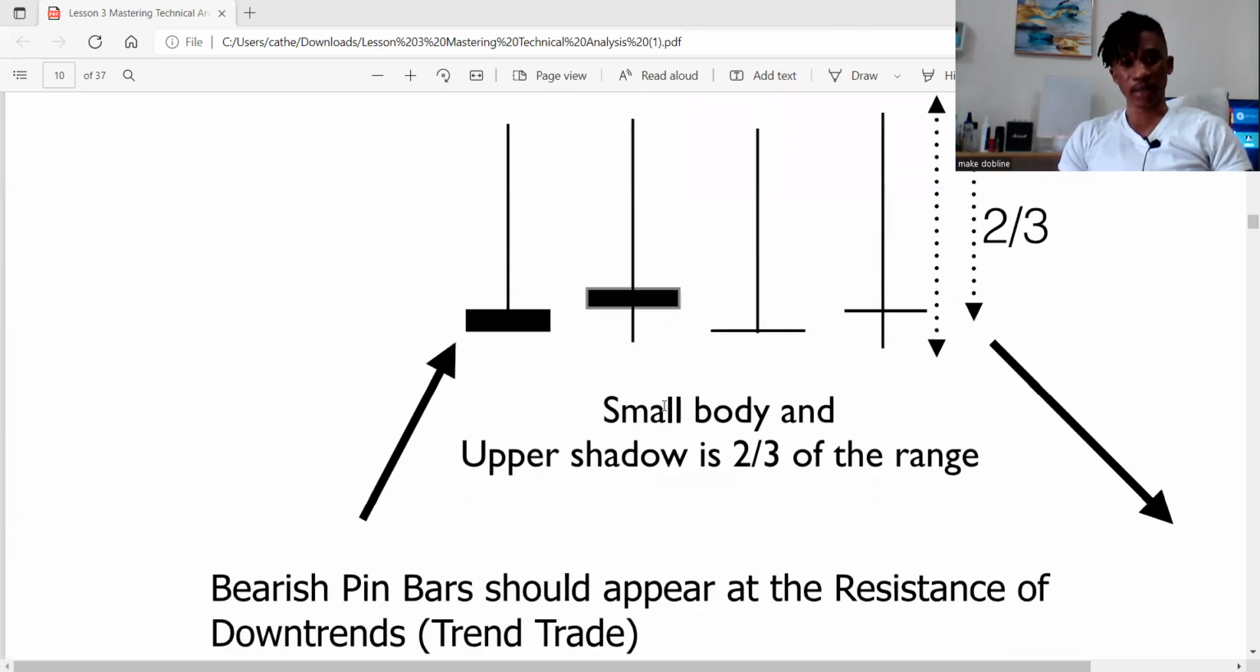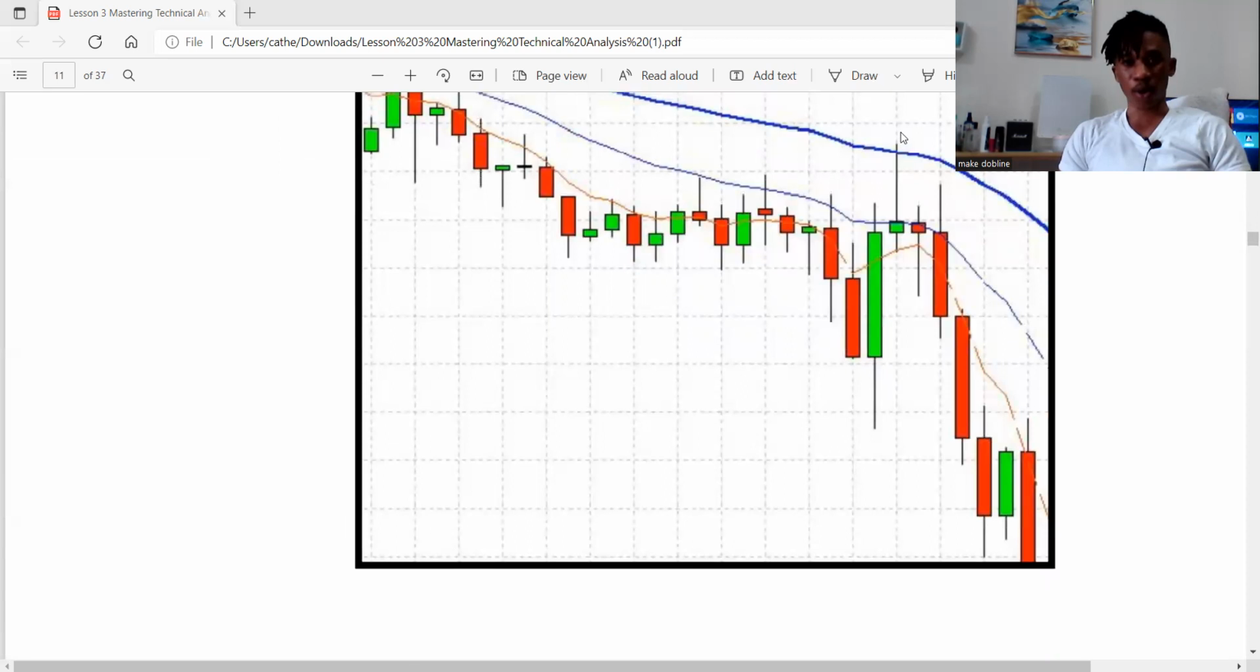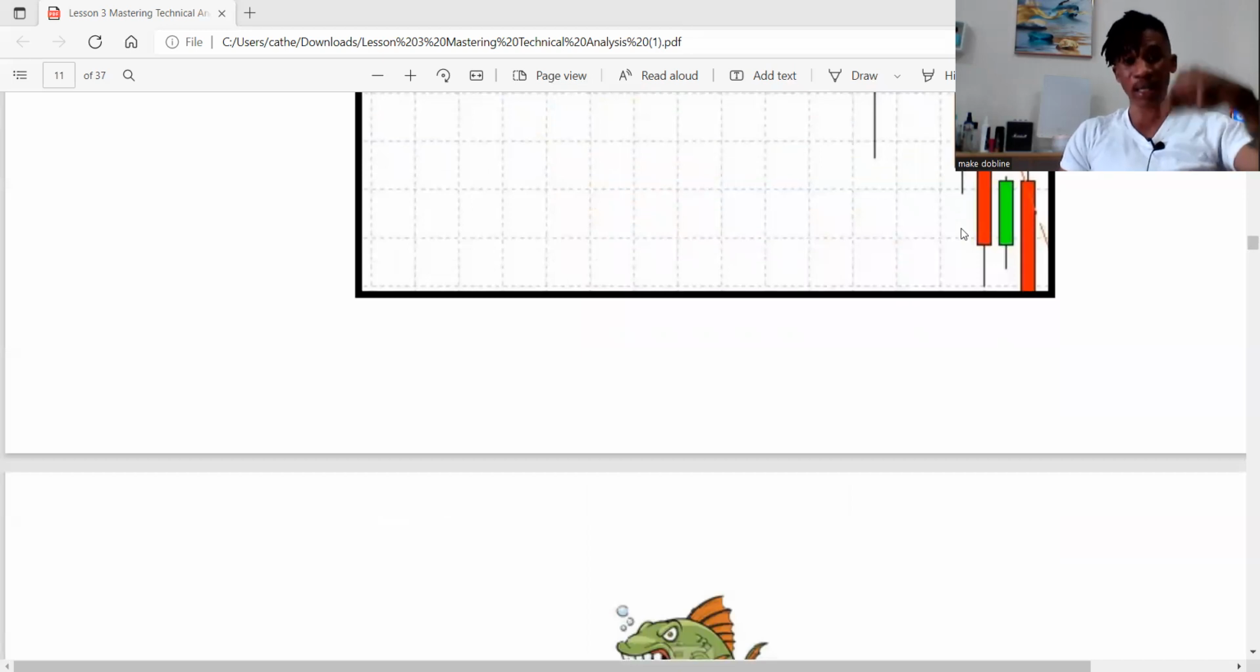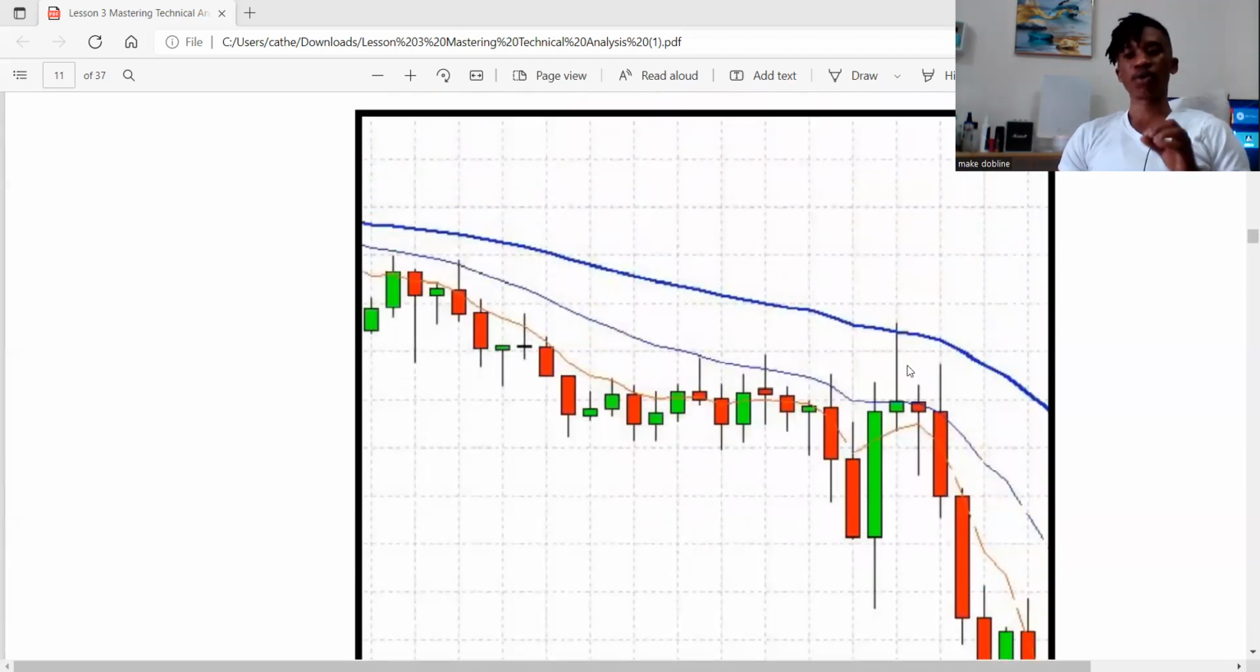When you see this, now look at this here. What happens immediately? This candle, the bearish pin bar, appears in the market, and the market started booming down. Remember what is going on here? The market is just lining. Immediately this pin bar appears in a downtrend, the market started going down. So you have to know all these things.